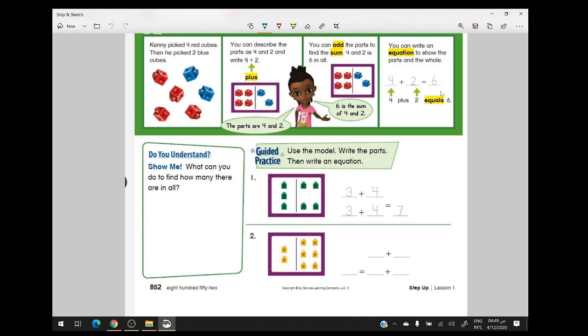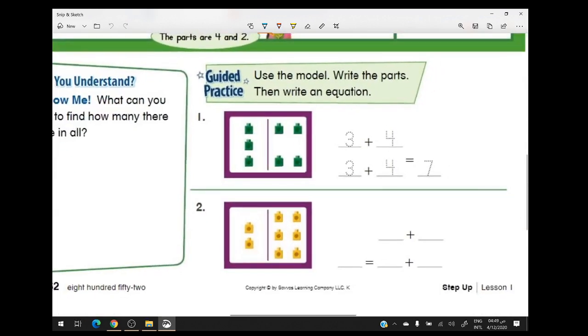Now, we will see some equations here in the book, and we're going to do them together. Let's begin. If you notice in the first 2 boxes, we will just trace the numbers of the equation, but next time you will practice many equations by yourself. In the first part, how many do I have? I have 3 green cubes, right? In the second part, I have 1, 2, 3, 4, so I have 4. In all, I have how much?